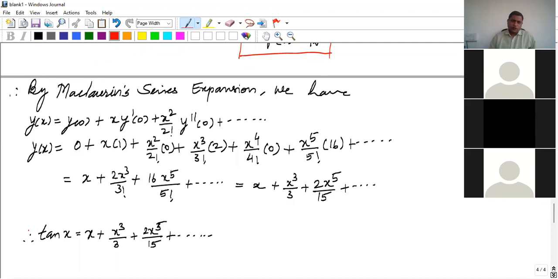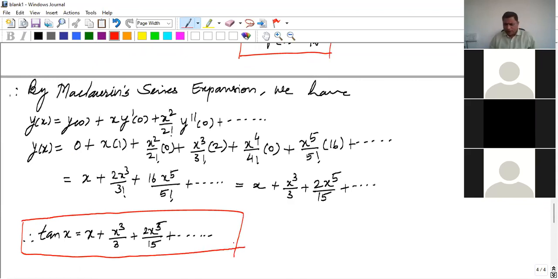That's what we got by the Maclaurin series expansion. Sir, we cannot write this in sigma, no? Can we write it in sigma operator? Yes, we can write it in terms of sigma operator, but you need to relate the coefficients 2 and 15, 1 and 3. If you are able to relate that, then definitely we are able to write this.